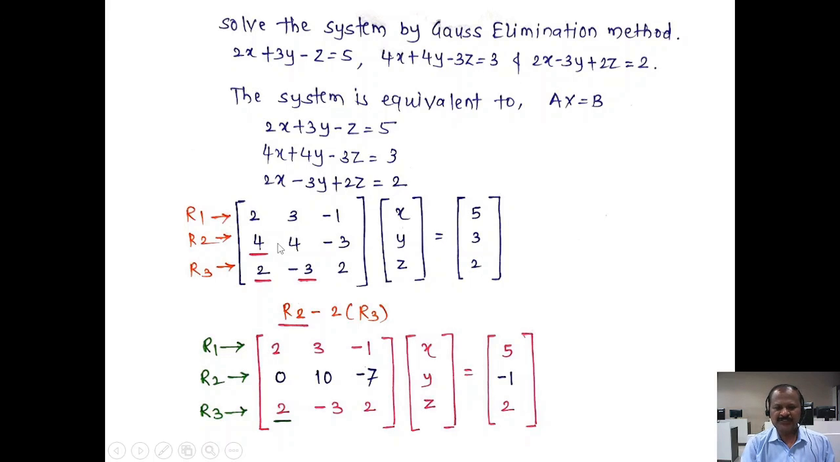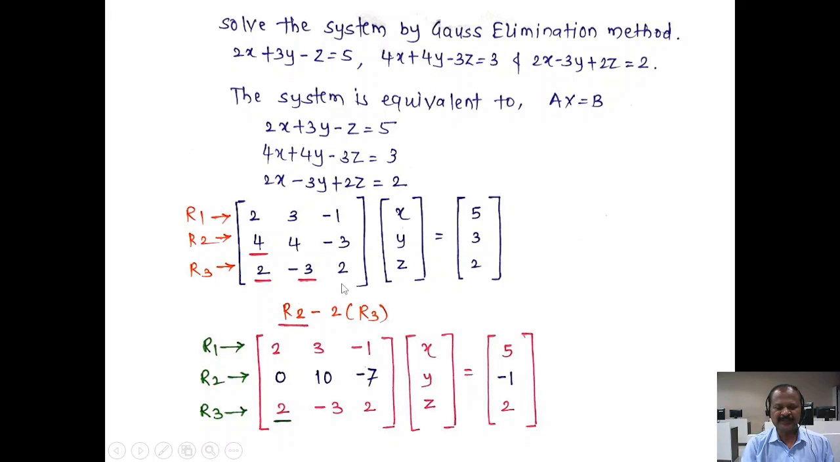Now go to the Gauss elimination method. This is the first element of the second row, you have to make 0. Then the first element of the third row, you have to make 0 here. And the second element of row 3, we have to make 0 here. Now you see how we can make the 0 here. So here it is a 4 and here it is a 2. So you can take the help of R1.